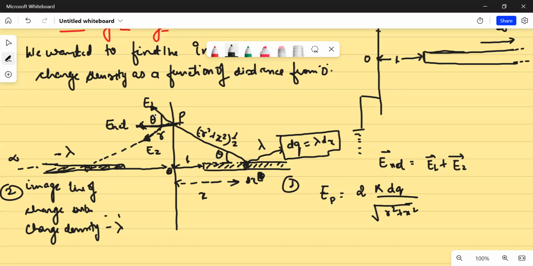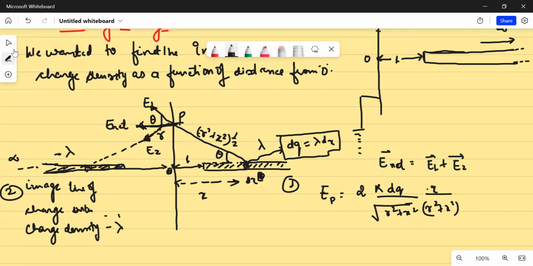So the net electric field in this direction would be E1 plus E2 cos theta. So this will be K dq over root over r square plus x square, and there would be this distance. Cos theta is x upon, again, root over r square plus x square.